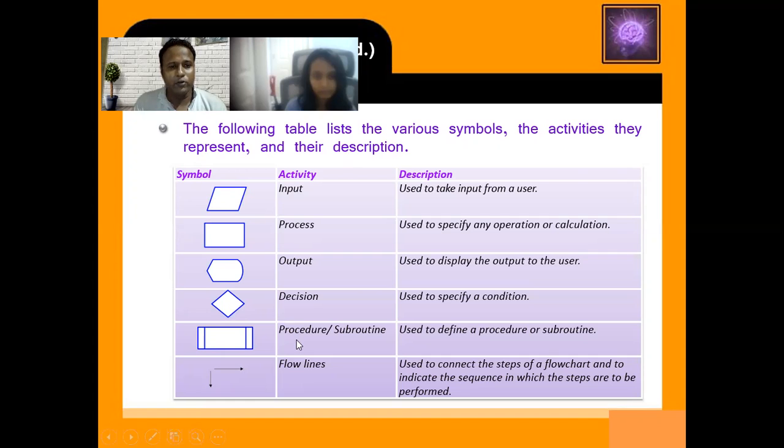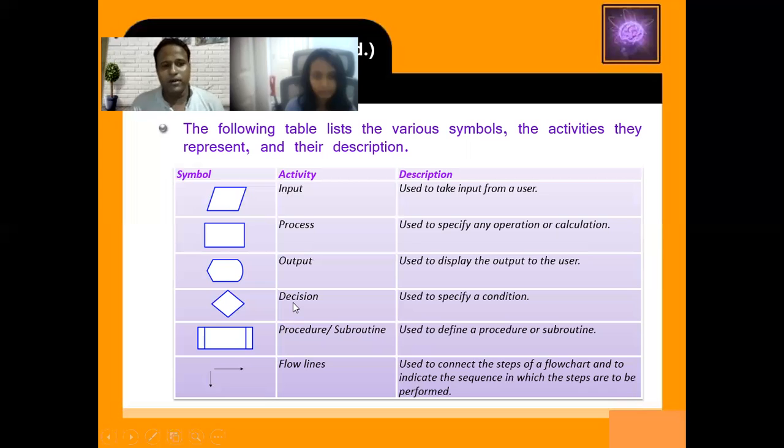Then we use procedure and subroutine. Procedure and subroutine is used to divide a complex program. It means you divide your work into smaller parts. For dividing a work into smaller parts, we use procedure and subroutine. Okay.